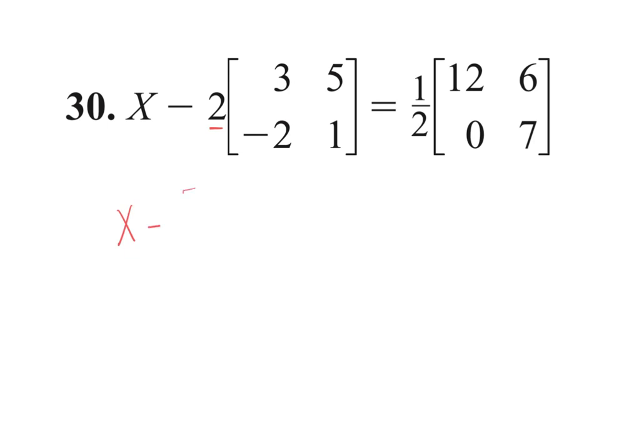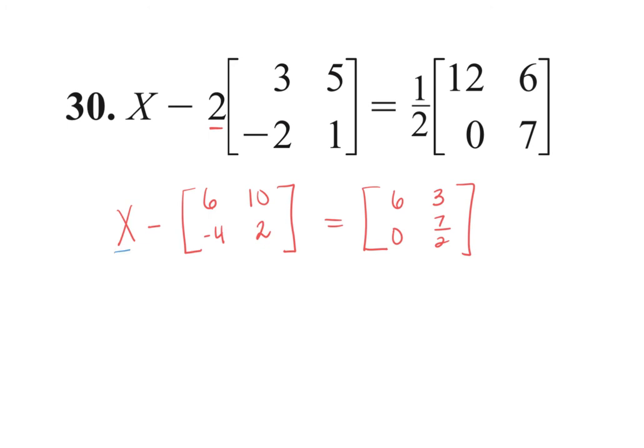2 times 3, 2 times 5, 2 times -2, and 2 times 1. Over here, I'm going to distribute that 1/2. So 1/2 times 12, 1/2 times 6, 1/2 times 0, and 1/2 times 7. All right? So use your distribution first, just like you would if you were solving. And then my goal, if I'm getting this x by itself, I need to add this matrix over. So I'm going to add it over here.